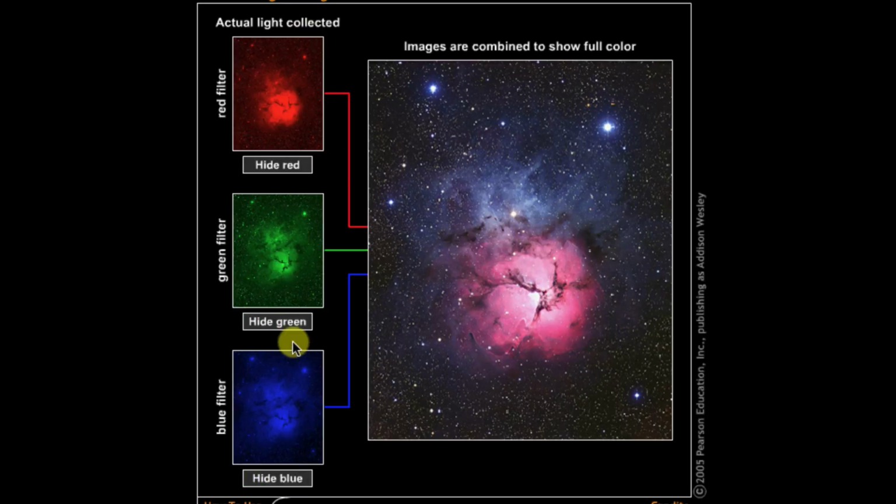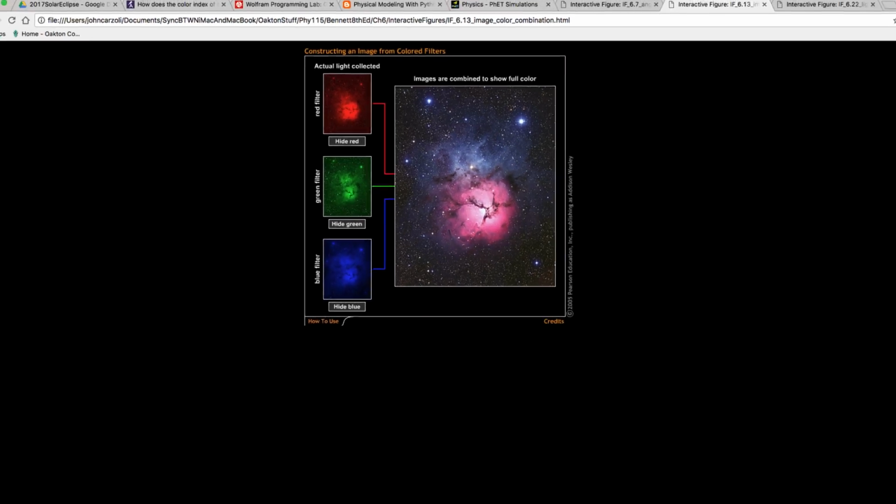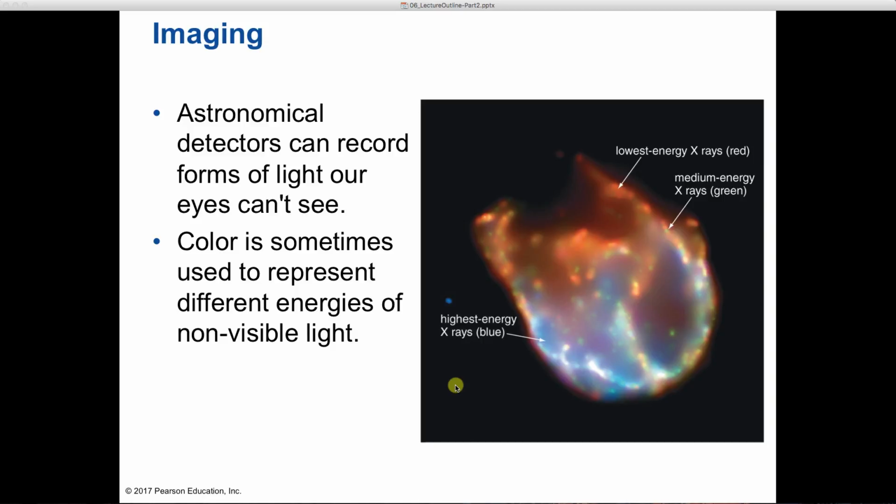So the red, the green, and the blue are your typical filters, but there are others that astronomers use. So here's an example of imaging through X-rays. We'll talk about different types of telescopes in the next section. In the next 2 sections, we'll talk about telescopes that detect X-rays. X-rays are a form of light, and they don't have a color per se, but they have different wavelengths. And we know that shorter wavelengths means higher energy.